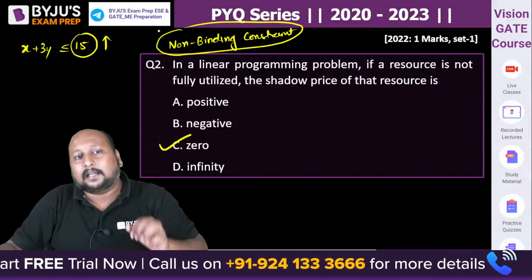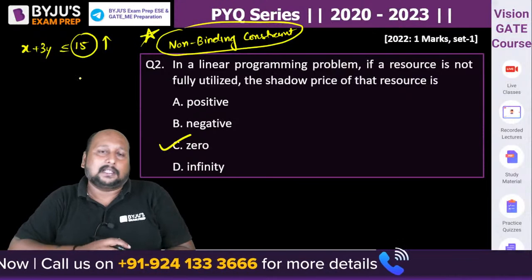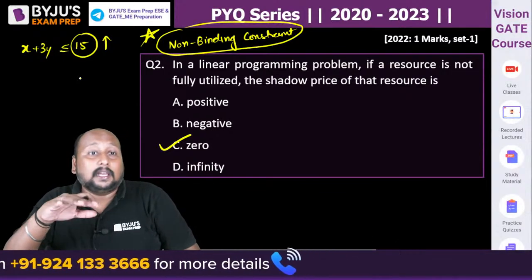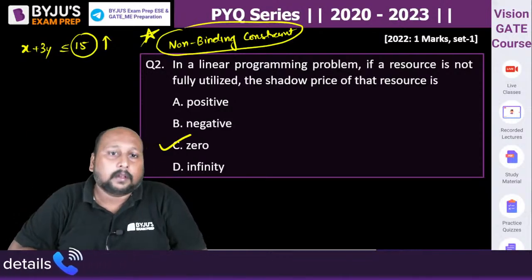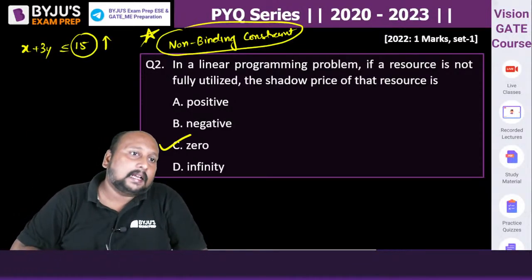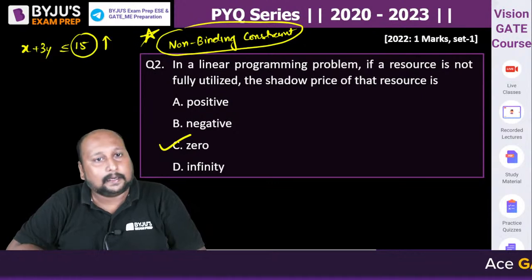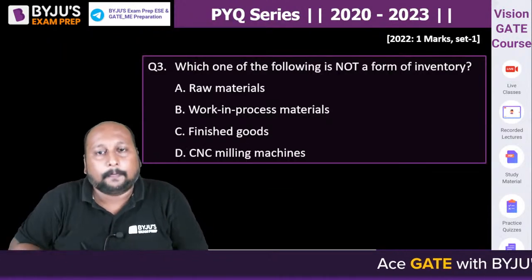And always remember, for a non-binding constraint, the shadow price would actually be negative, which is not possible. So we take it as 0. For a non-binding constraint, the shadow price is 0. Clear? Okay, next question. Question number 3.